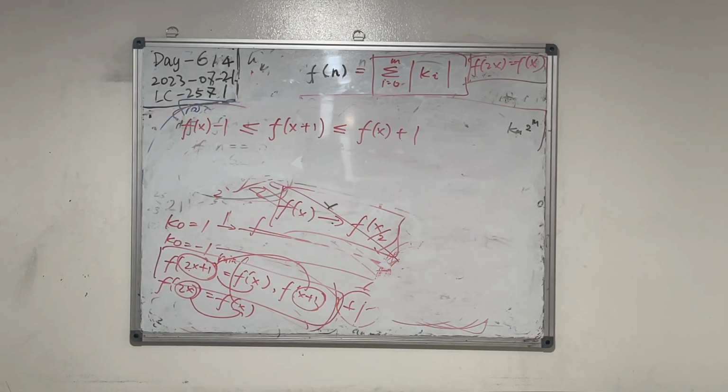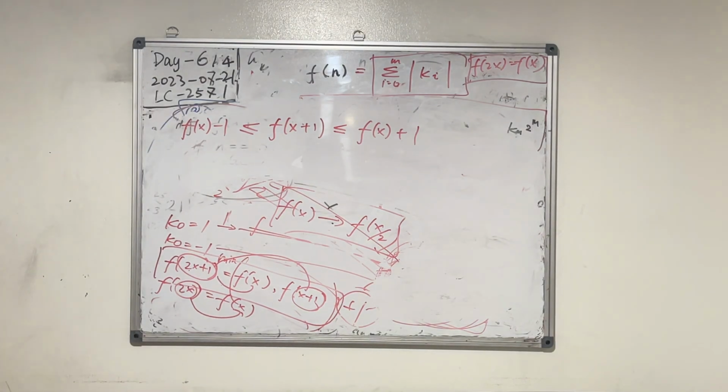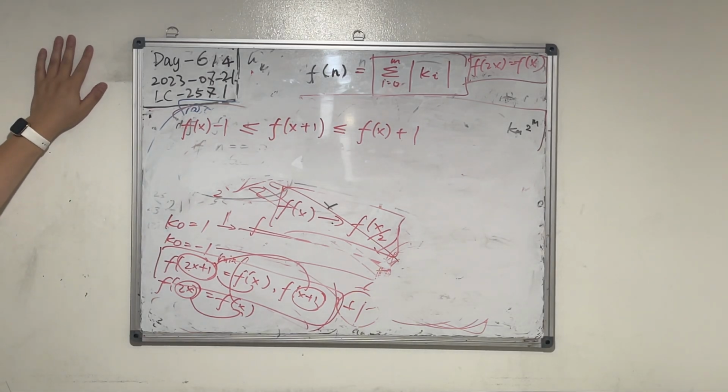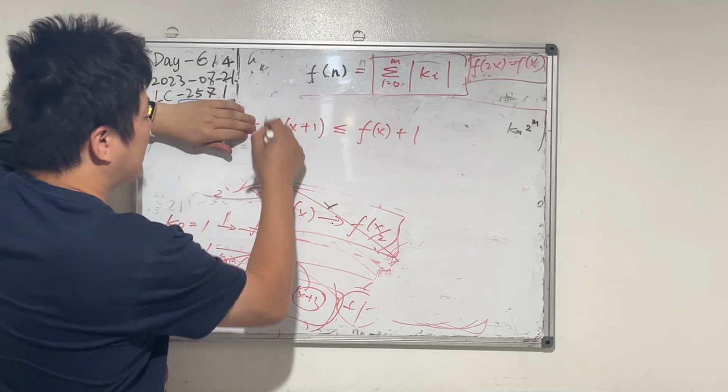f(x) plus 1 is small. Okay, let's look at this. I'm not finished yet. It's smaller than f(x+1) because f(x) plus 1 is basically x. Yeah, because if you plus 1, it's obviously bigger than if you minus 1. No? Okay, let's look at this first.